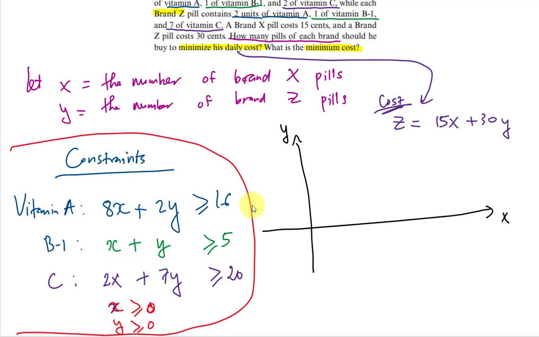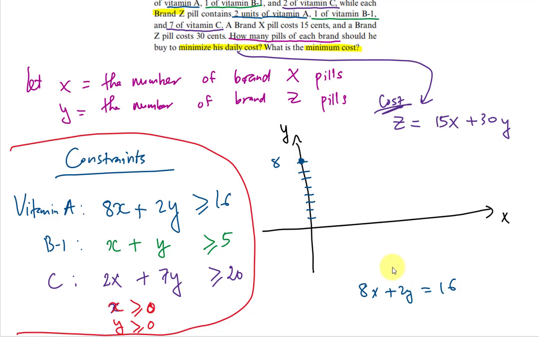So the first equation, how can I graph it? I can use the X and Y intercepts. When my X is 0, I have 2Y equal 16. So in order to graph this linear inequality, first I'm just writing that and then replacing the inequality by an equal sign. When my x is 0, I have 2y equals 16, therefore y is 8. So 0, 1, 2, 3, 4, 5, 6, 7, 8. So (0, 8) is my y-intercept.